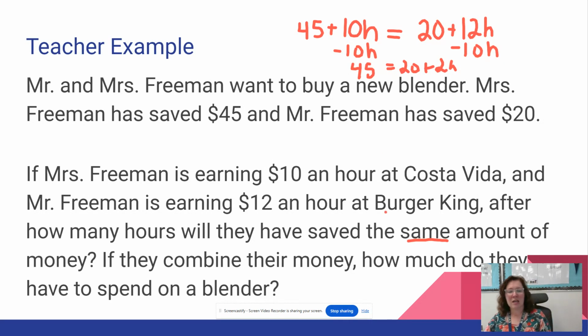Then it says, how much do they have to spend on the blender? Well, I can plug in my 12 and a half here or here, it doesn't matter. In the calculator, 45 plus 10 times 12 and a half would give us that number. And how much do they have to spend if they combine their money? So then I would take this number plus this number to get their combined amount.